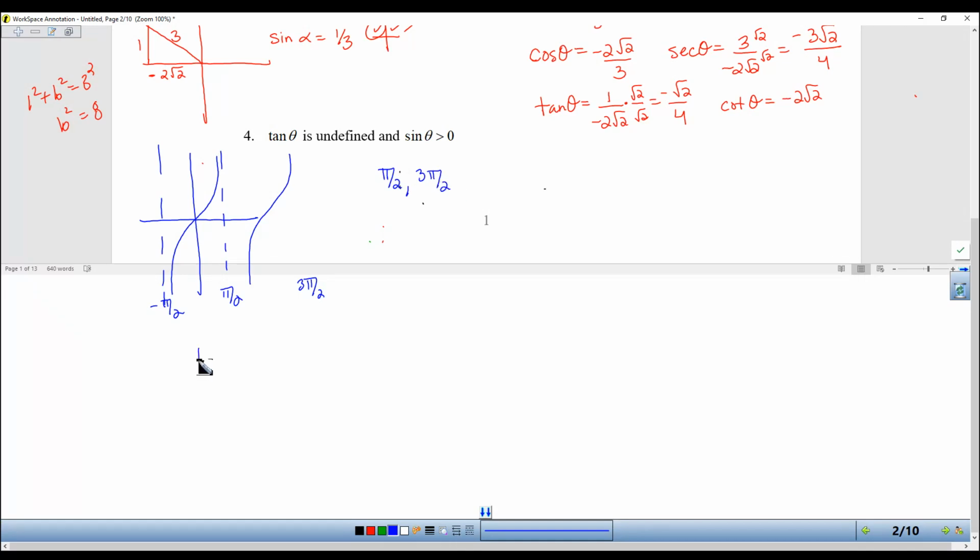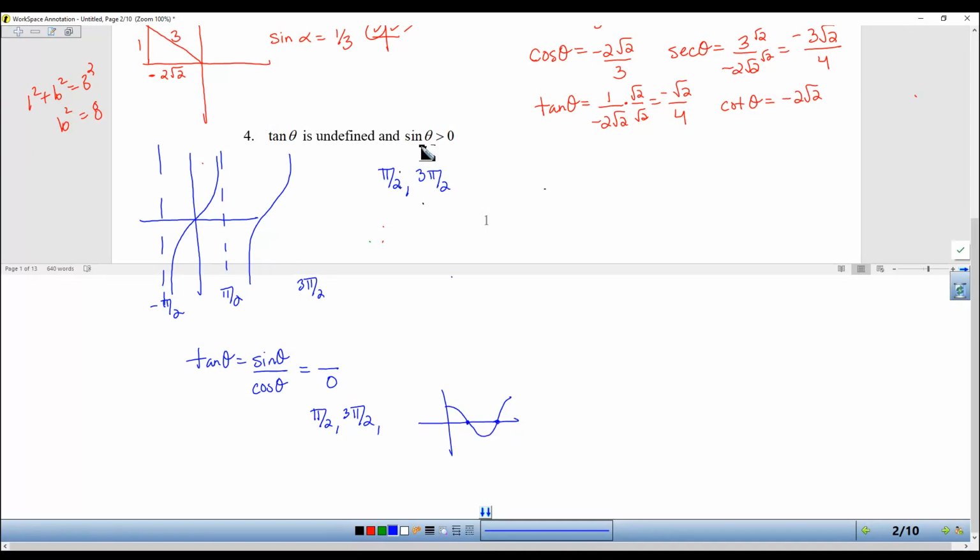Another way to think about it is that since tangent is sine over cosine, whenever cosine is equal to 0, that's when tangent is going to be undefined. So cosine is equal to 0 at, again, pi halves, 3 pi halves, 5 pi halves. And you can picture the graph this way. Starts at 1, ends at 1, and where is it at 0? At pi halves and 3 pi halves.